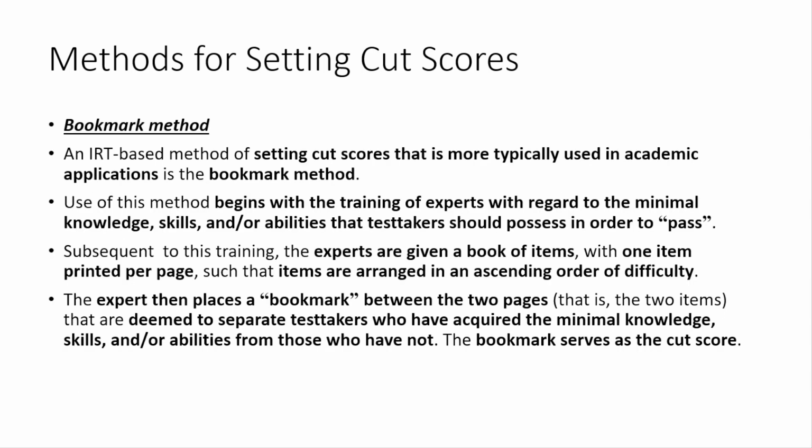So, another is the bookmark method, an IRT-based method of setting cut scores that is more typically used in academic applications. Use of this method begins with training of experts with regard to the minimal knowledge, skills, or abilities that test takers should possess in order to pass. Subsequent to this training, the experts are given a book of items with one item printed per page, such that items are arranged in ascending order of difficulty. Then the expert places a bookmark between two pages, that is two items, that are deemed to separate test takers who have acquired minimal knowledge, skills, or abilities from those who have not. So the bookmark serves as the cut.